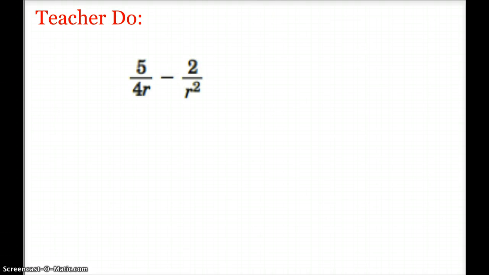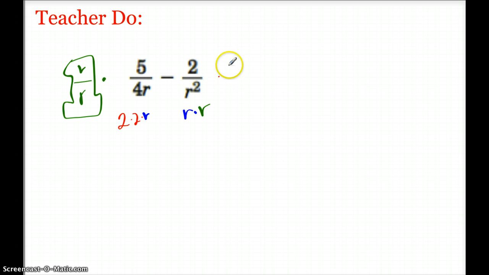So what I'm going to do is factor out the denominators. 4r is 2 times 2 times r, and this one is r times r. Let me change the colors. If you look at them, I marked two r's in blue because that's what they have in common. That means this side is going to need the missing green, just like we did in our do now, and this side is going to need the missing red.